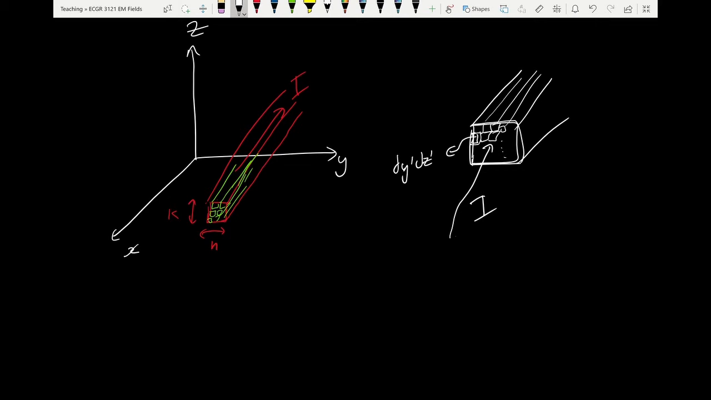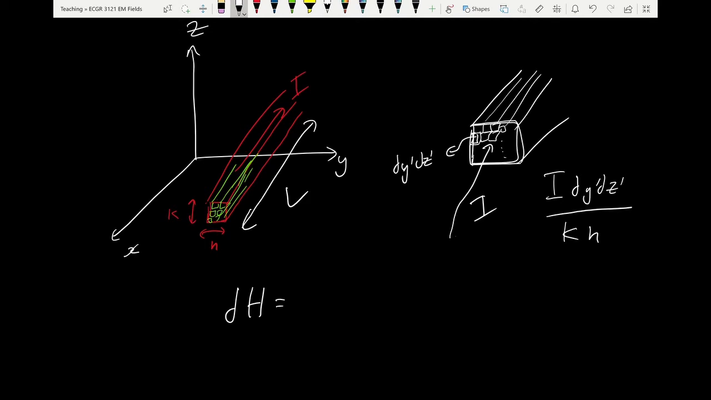And the amount of current going in each filament is going to be I dy prime dz prime over k times h, the width of the whole thing and the height of the whole thing, right? So this is the amount of current in the filament. Now we can use the Biot-Savart law and say, hey, by the way, the length of the whole thing is L, let's say.